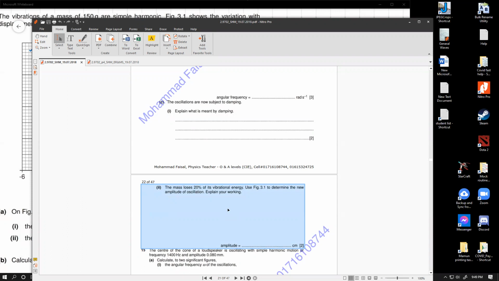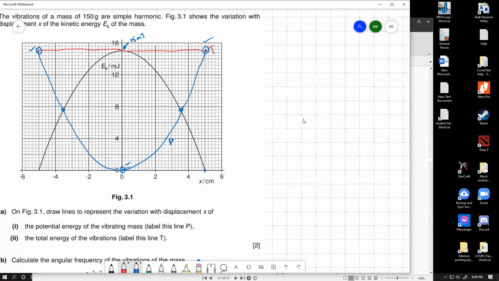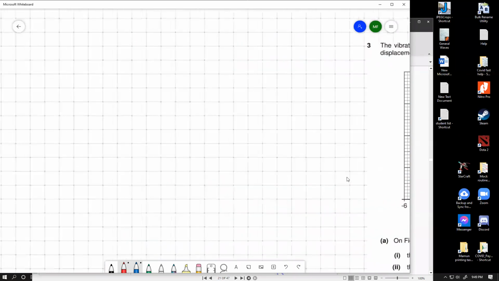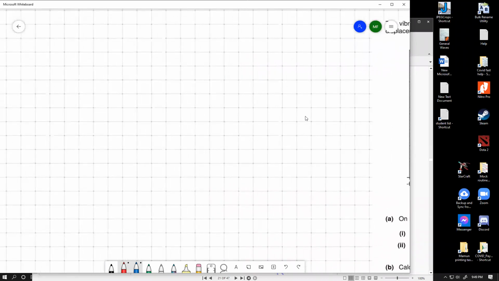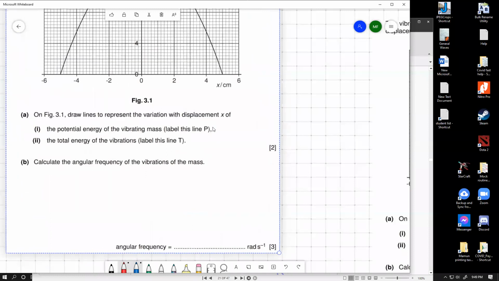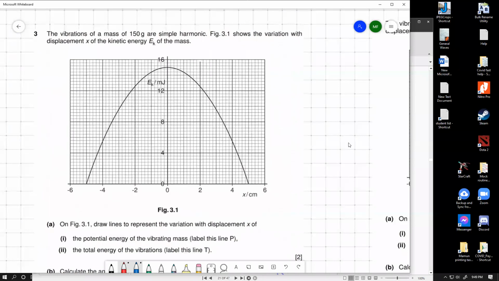So they have asked you to use the graph to find the new amplitude, and to explain your working. We can do this in a very simple graphical method, and I'm going to explain why that graphical method is nice and good to use. To do that, I'm going to bring back the graph, paste the graph once again, so that we have a clean graph to start with. Have a look over here.